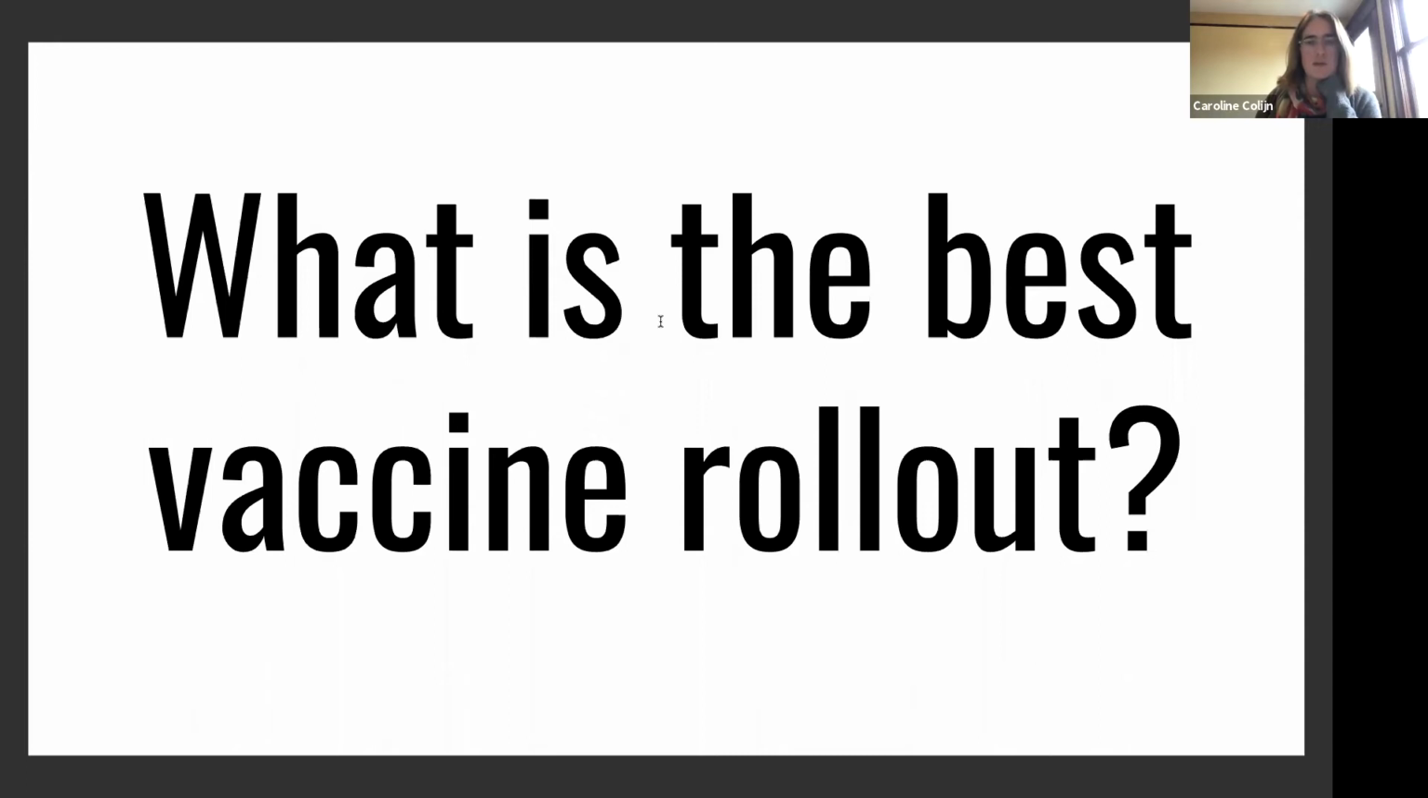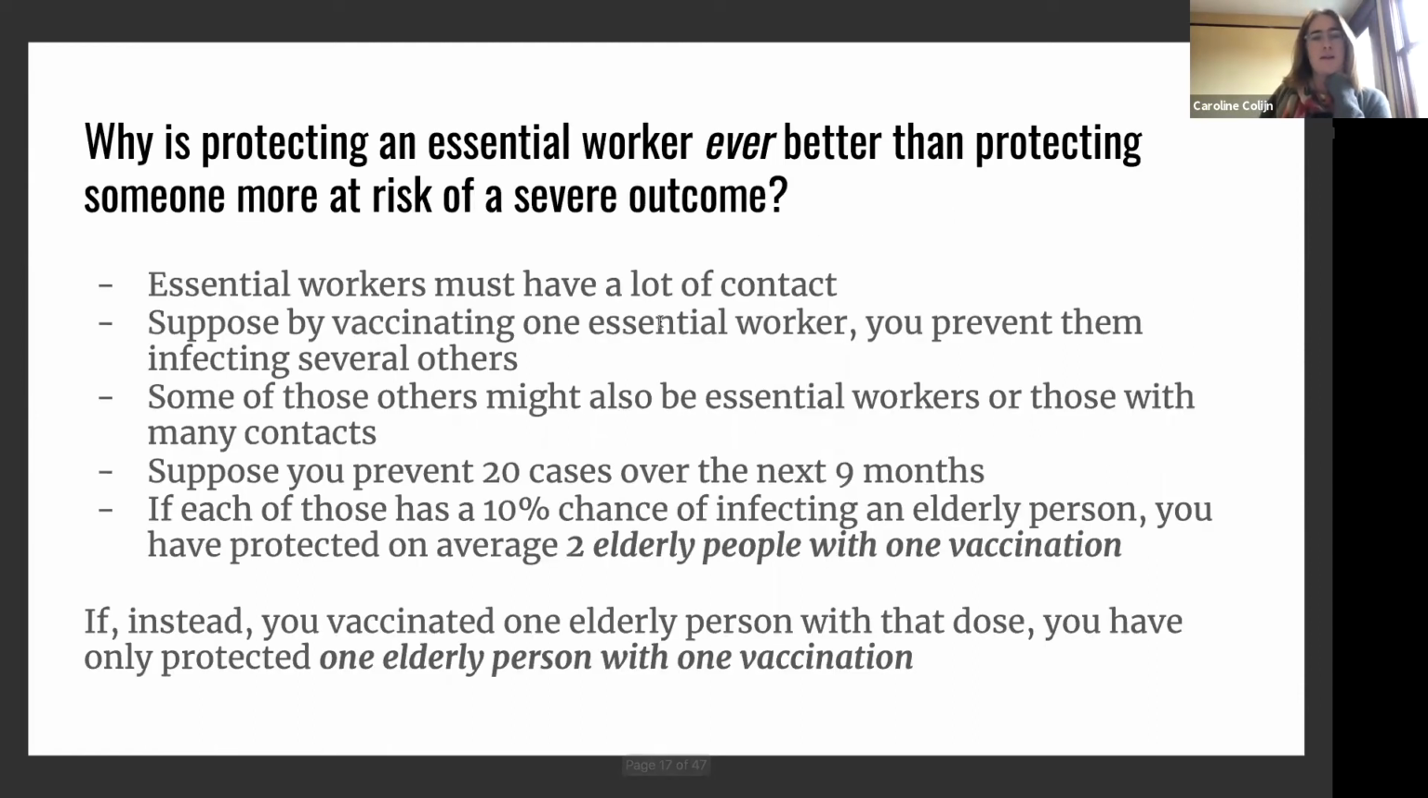Okay, so this is the transition to the part of the talk where I talk about vaccination. What's the best vaccine rollout? I'm going to start with a little storyline model. This is a very simple model, there's no math in it, because I want to prime you for this point. So why is protecting an essential worker ever going to be better than protecting someone who is more at risk of a severe outcome? And by protecting, I mean vaccinating here.